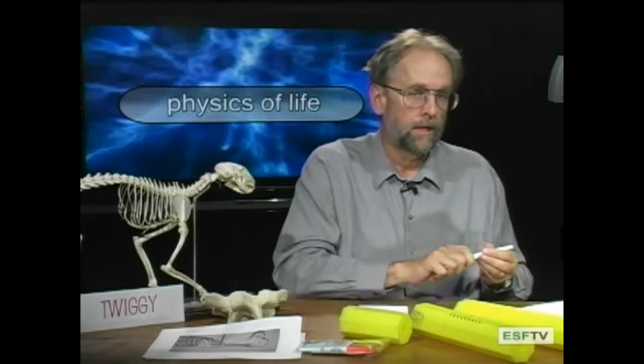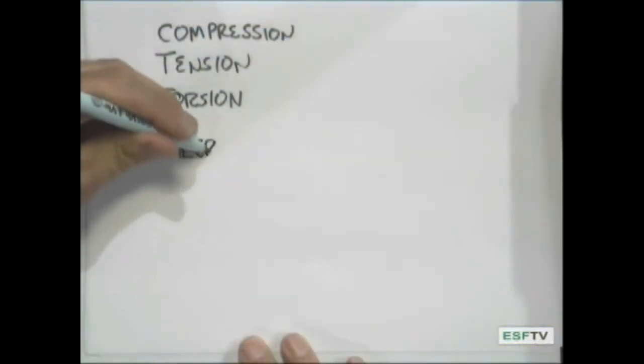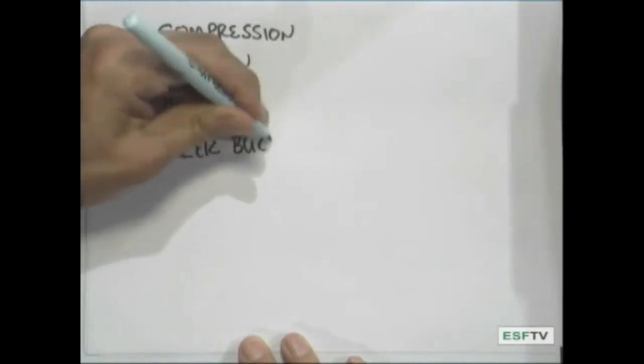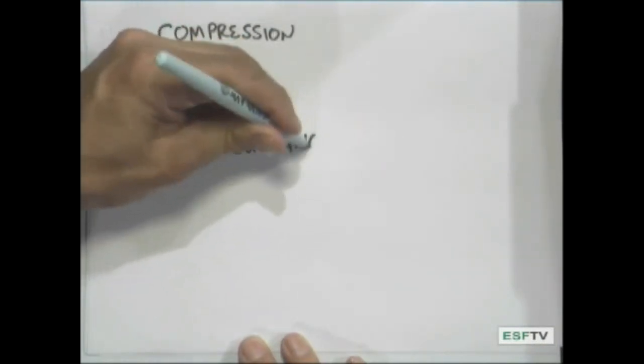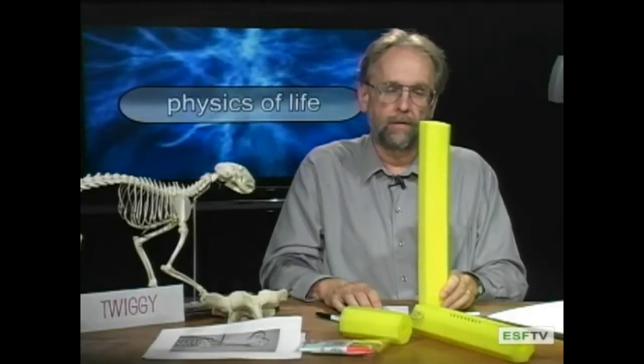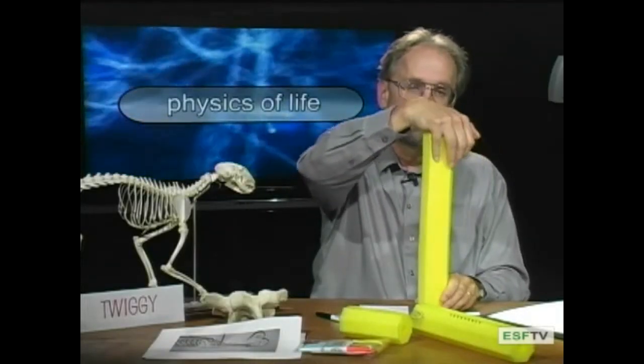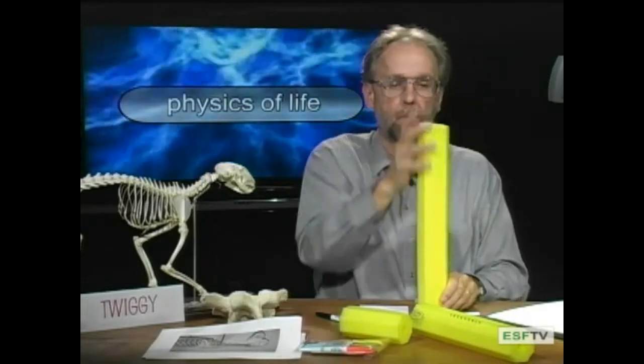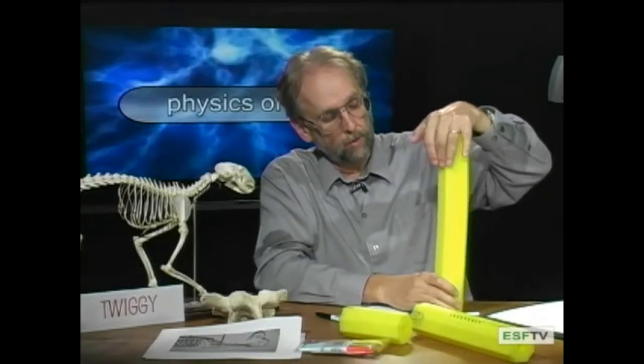Now, there is one more kind of force that we need to talk about, because this will be very important in understanding how bones work. And this is a mechanism of failure called Euler buckling. And Euler buckling is very easy to demonstrate. If you take a column of any sort, you can put a weight on it, and the column will manage to support that weight. Now, if you put too much weight on a column, you'll get what's called a buckling failure. That is, it will go this way. And it is not capable of supporting the weight anymore. In fact, it will go right down.